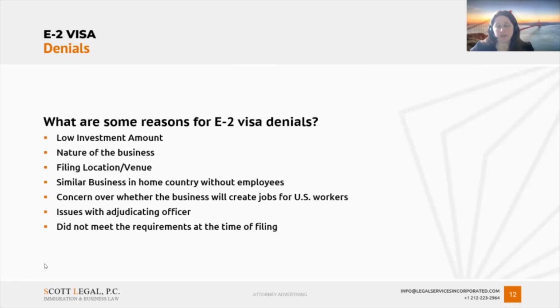Another reason might be you didn't meet the requirements at the time of filing. So sometimes you prepared the case on your own, maybe not an immigration attorney prepared it for you, and you didn't meet those requirements. So that would be something like the treaty country national doesn't own or control a majority of the business, or at least 50% of the business. Or you have purchased a business completely through a loan that is secured by the assets of the E-2 business, so nothing is actually invested or at risk. So in those cases, you would just need to revisit your case, see if it's possible to change it so that you meet those requirements, and then refile.